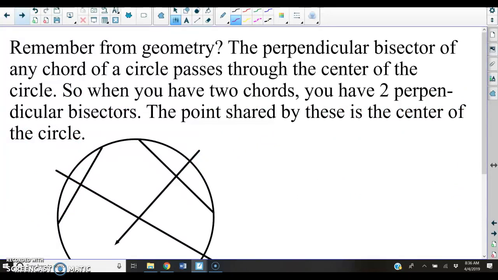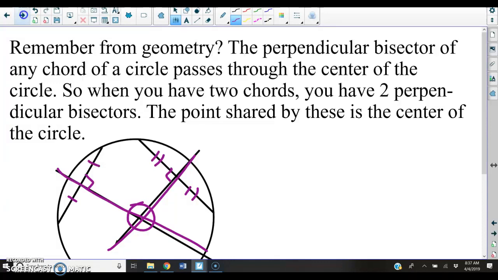We'll start here. Remember from geometry, the perpendicular bisector of any chord of a circle passes through the center of the circle. So if it is the perpendicular bisector of the chord, that is a line, and that line contains a diameter. So if you have 2 chords, and I'm sorry, this isn't perfect, if you have 2 chords, the point shared by those perpendicular bisectors would be the center of your circle.